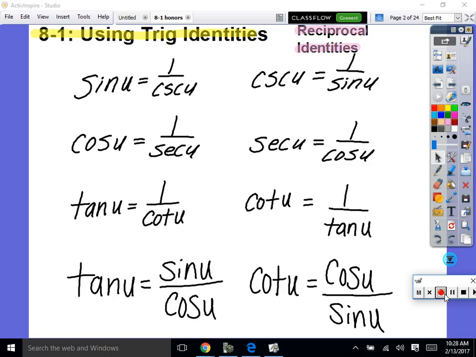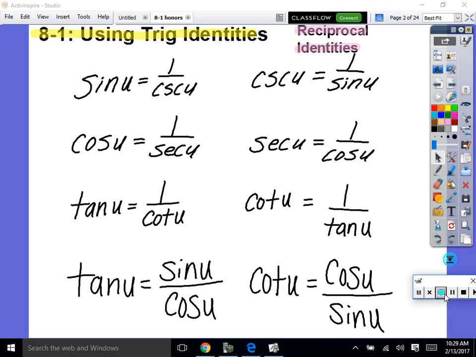So we know that sine of u equals 1 over cosecant. Cosine of u is 1 over secant. Tangent of u is 1 over cotangent. Cosecant is 1 over sine. Secant is 1 over cosine. Cotangent is 1 over tangent, right, everybody?